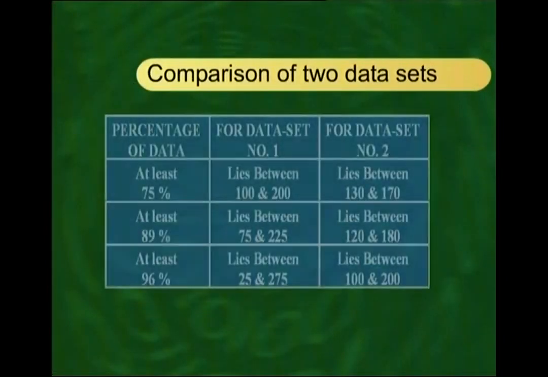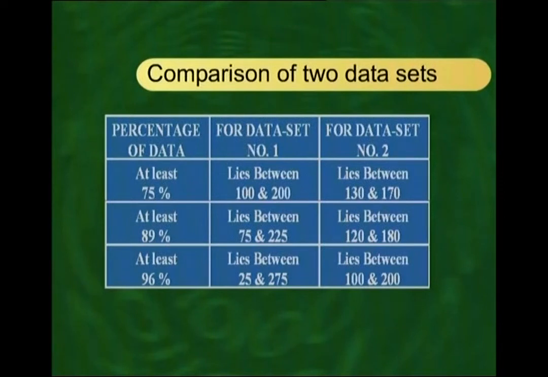Students, agar hum in dono data sets ko compare karein, to that will enable us to understand the difference in the two data sets with respect to dispersion. As you now see on the screen, the comparison of the two data sets is that for the percentage of data at least 75%, at least 75% of the data values of the data set number 1 lie between 100 and 200, whereas at least 75% of the data values of data set number 2 lie between 130 and 170. Ab in dono intervals ko visualize karne ki koshish kijiye. Pehle data set ke liye 100 to 200, dusre data set ke liye 130 to 170.